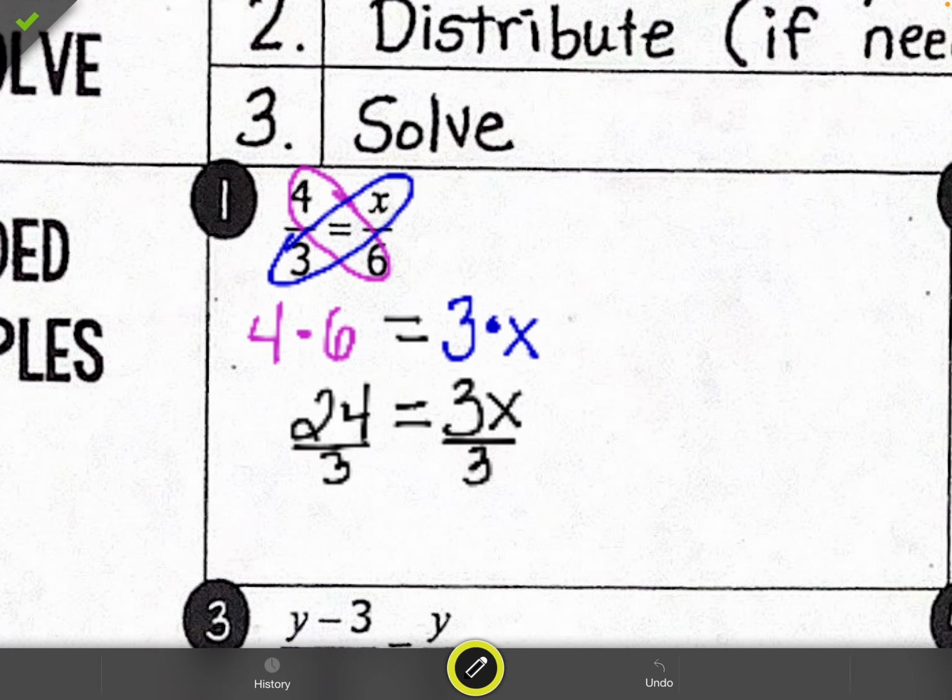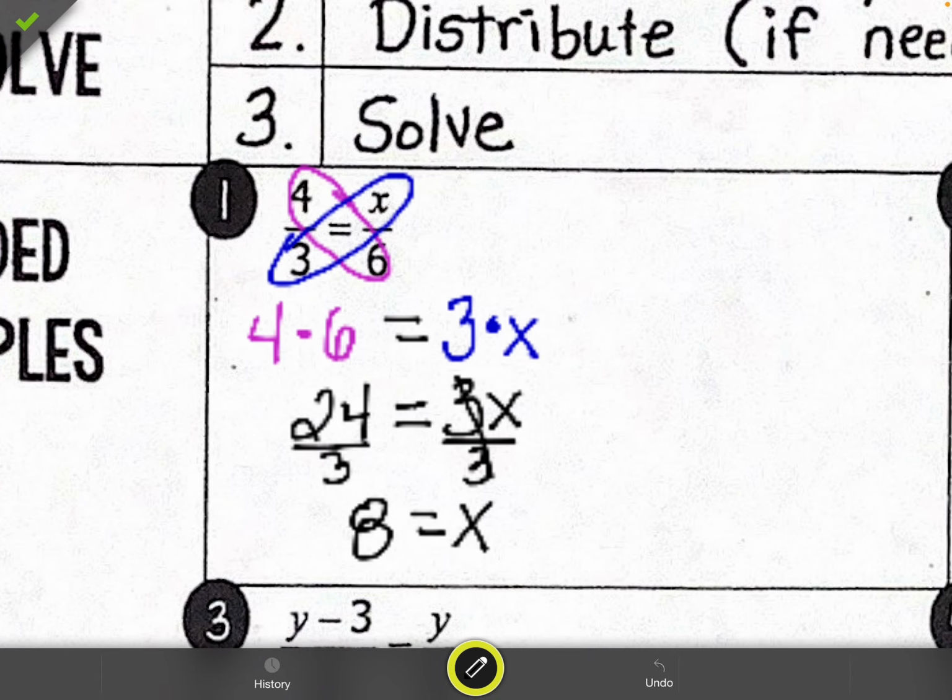So I divide both sides by 3. 24 divided by 3 is 8. Okay, 3 divided by 3, technically they cancel. They really give us 1. We usually don't write the 1. And so I get an answer of 8.